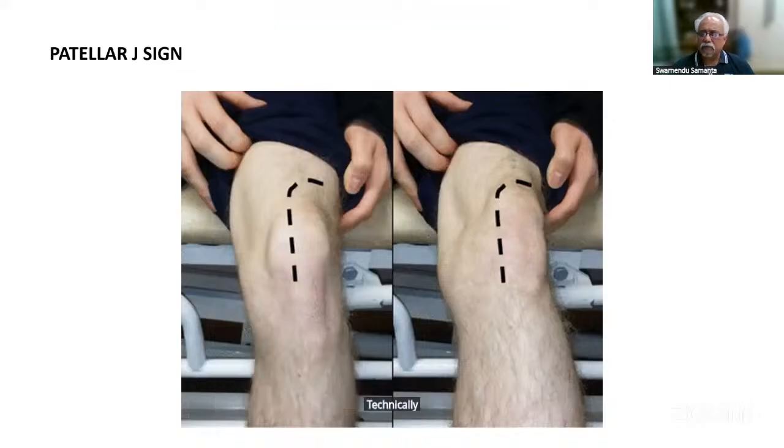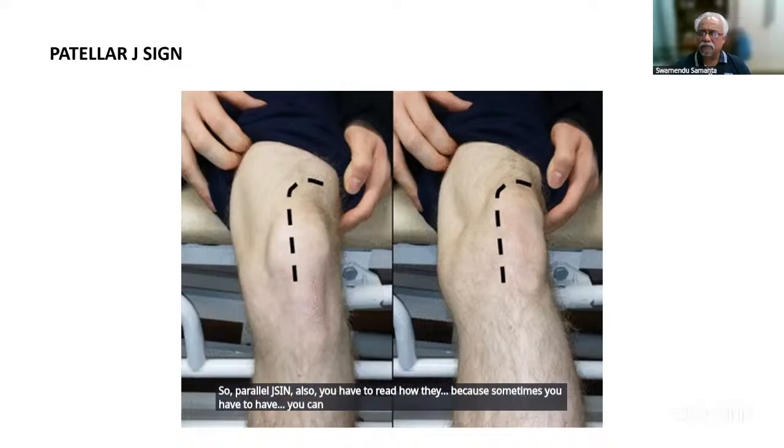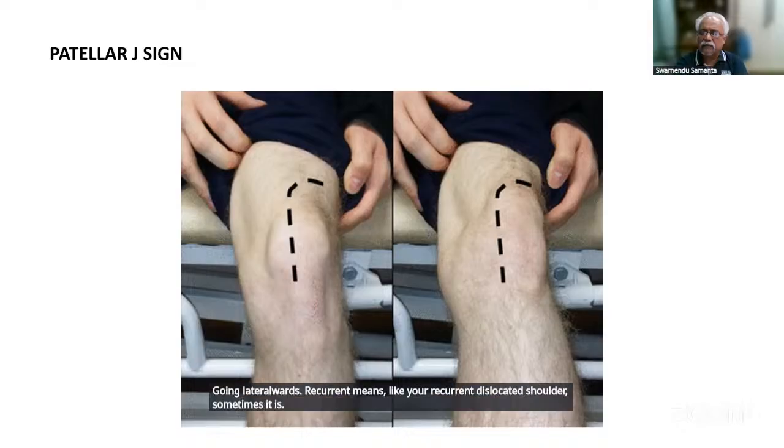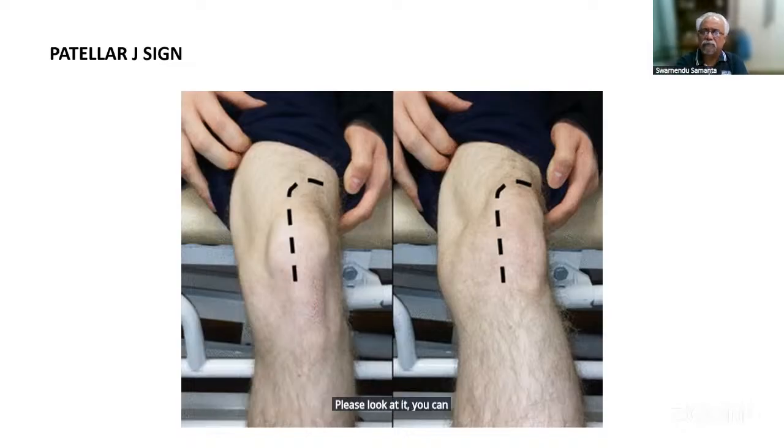The patellar J sign you also have to read, because sometimes you can get chronic knee cases like habitual dislocation or recurrent dislocation. Habitual means every time it is going lateralwards. Recurrent means, like your recurrent dislocated shoulder, sometimes it is dislocated. You can take that from the history.